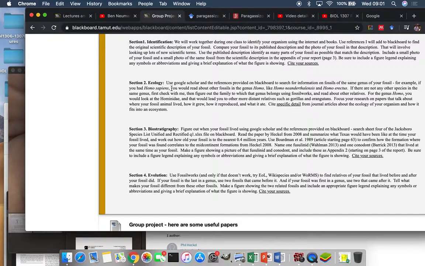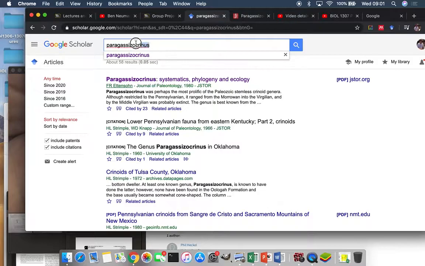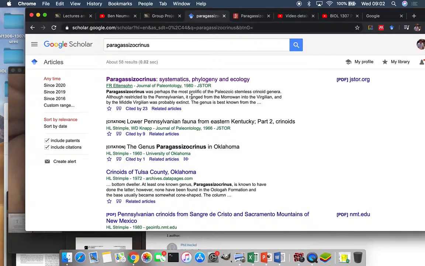We'll start with Google Scholar. For Google Scholar, you're going to want to put in the genus, but not the species of your organism. My full name is Paragasiocrinus terrai, that's the genus and the species: genus Paragasiocrinus, species terrai. We're going to take off the second name and just have the genus. Then we search that, and bam, it gives you these exact pages, because that's what I just did. What we're looking for are things like ecology.